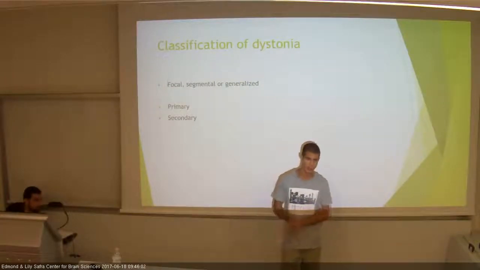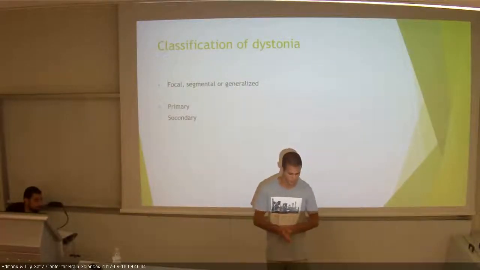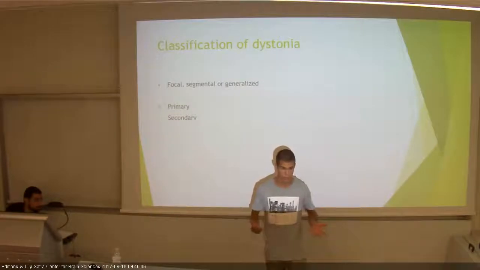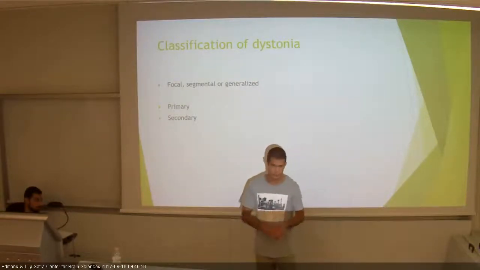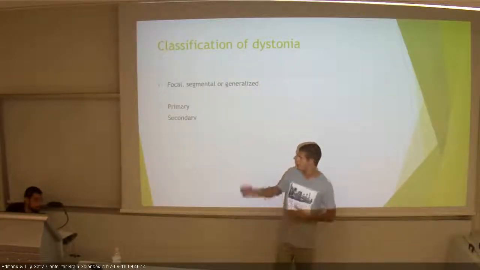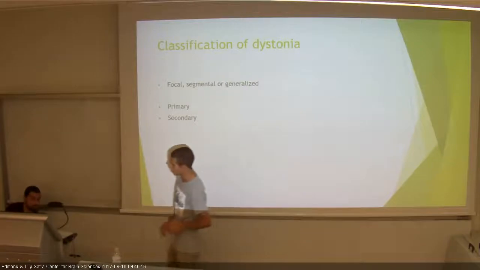When primary dystonia is the case, the dystonia is the main or the only neurological disorder the patient has. And secondary dystonia is the case that the dystonia is induced by other brain damage. We will focus on the case of primary dystonia.